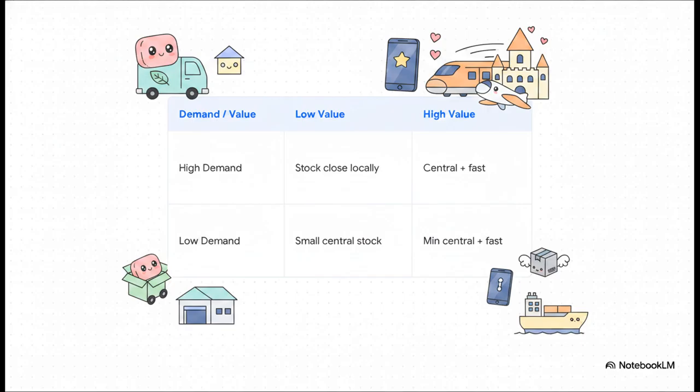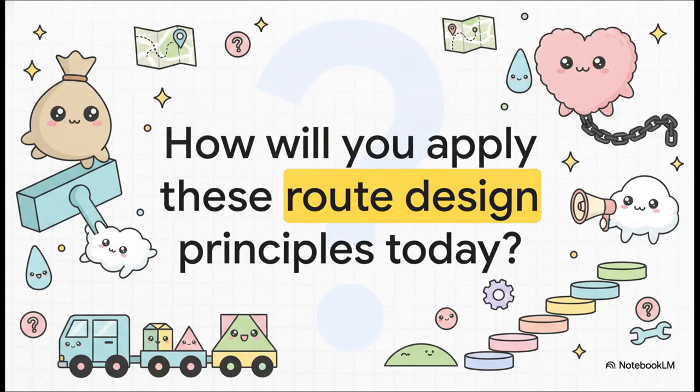If you have a high-demand, high-value product, like a flagship smartphone, you're going to keep central stock and use fast transport. But if you have high-demand, low-value items like everyday soap, you definitely want to stock close to the customer locally to save on those transport costs. Basically, different products demand completely different logical networks. Cost is the lever we're always trying to pull down, but customer service will always be the constraint that limits us. We've built a really powerful toolkit today, from the teardrop principle all the way to the stepping stone method.